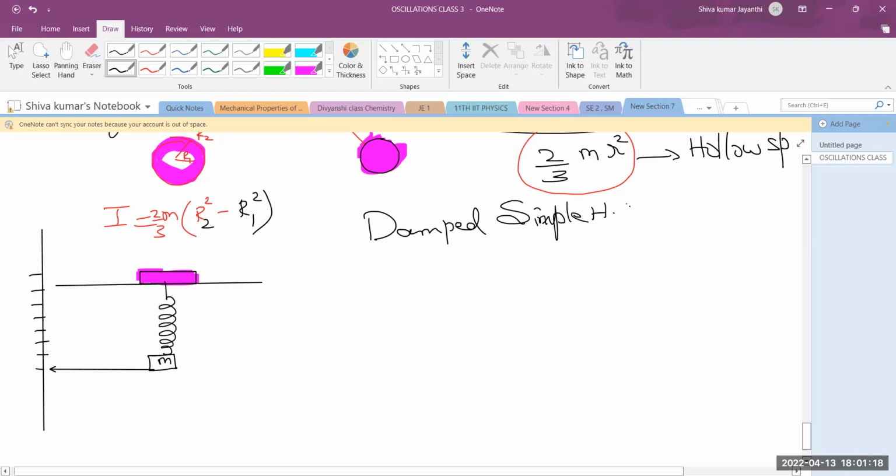Damped simple harmonic motion, or simple harmonic oscillator. What is this damped simple harmonic oscillator? Let's try to understand. This is a spring, a spring balance. Basically, a spring balance.